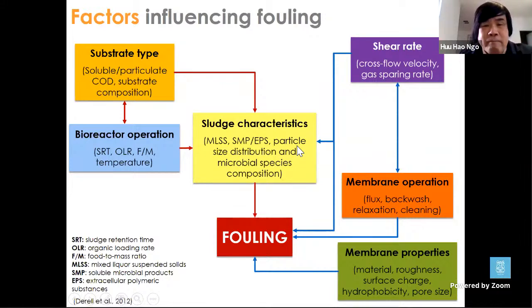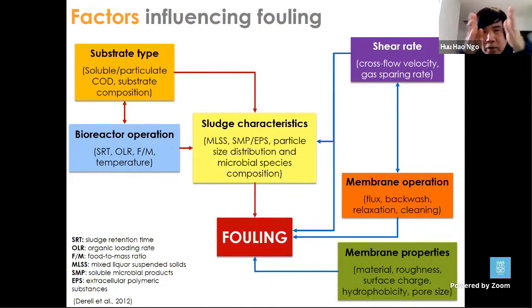But the main thing, if you learn about membrane fouling, we always talk about the SMP. That means soluble microbial products, or the EPS, that means extracellular polymeric substances. Okay, so that is the slide here.